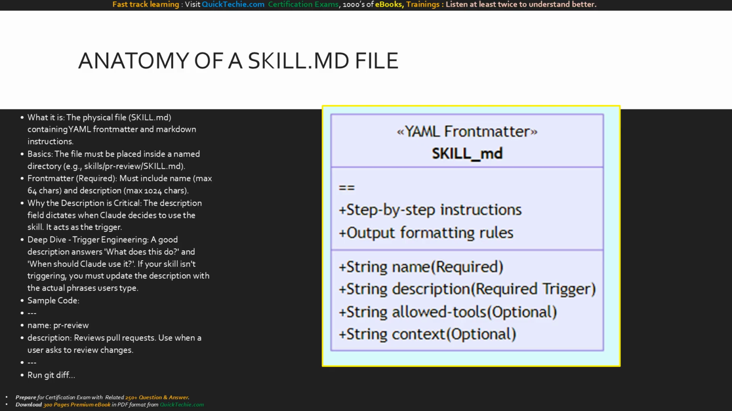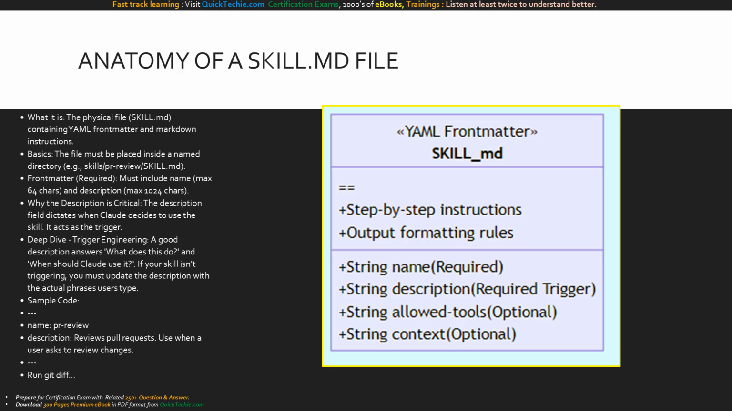For our deep dive, we call this trigger engineering. If you build a brilliant refactoring skill but Claude never uses it, the problem is your description. You must include the actual phrases your developers type, like restructure this code or fix my architecture. Without a strong, keyword-rich description, the skill is invisible to the agentic loop.